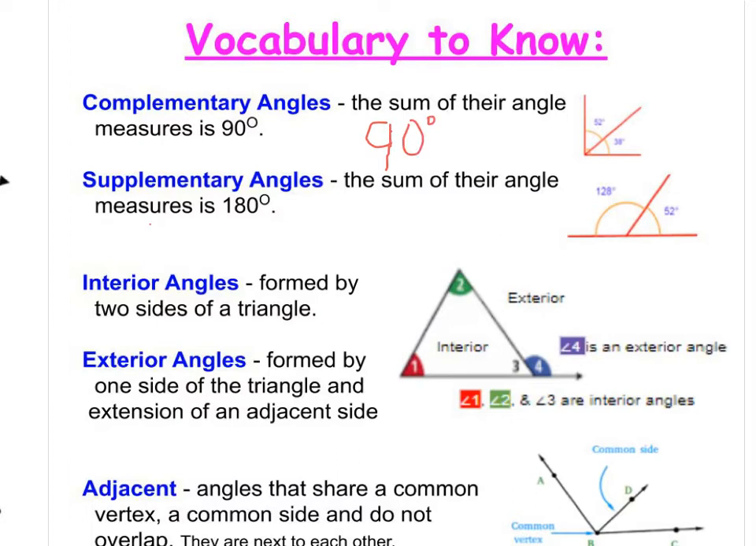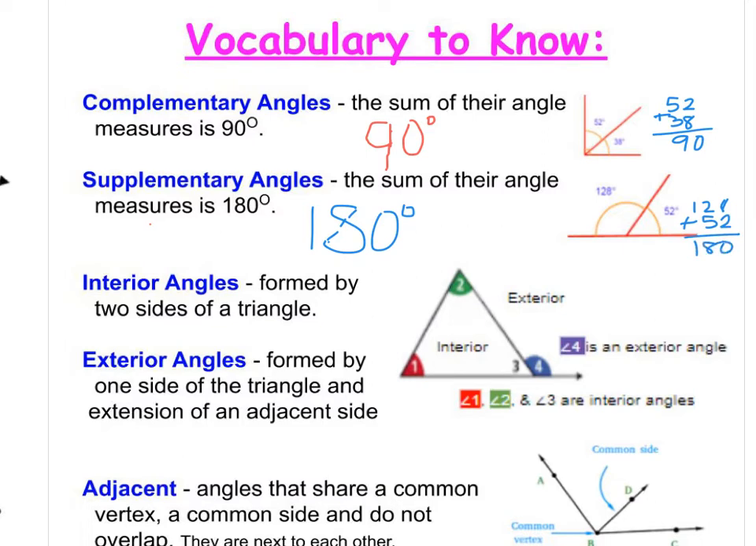Then you've got supplementary angles, and for supplementary angles, the sum of their angle measures is 180. For that, I think of the letter S for supplementary. I make that into an 8, and that's 180 degrees. You can see over here for complementary, when you add the two angle measures together, 52 plus 38, they equal 90. And for the other one, 128 plus 52 makes 180, or it makes a straight line.